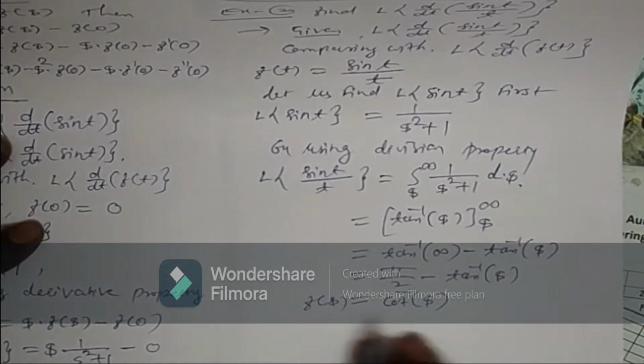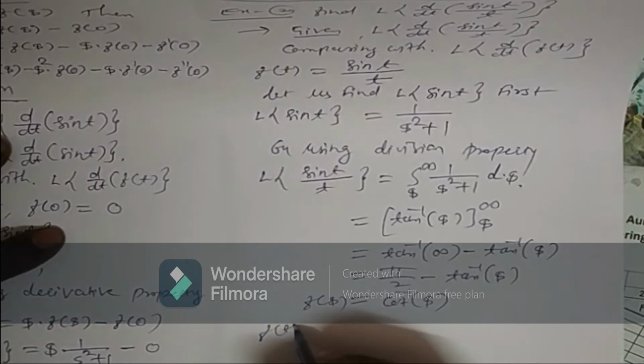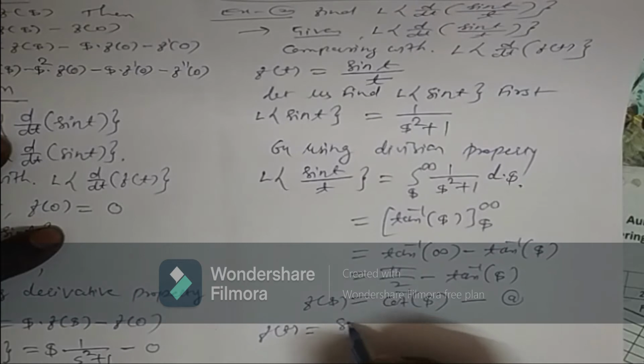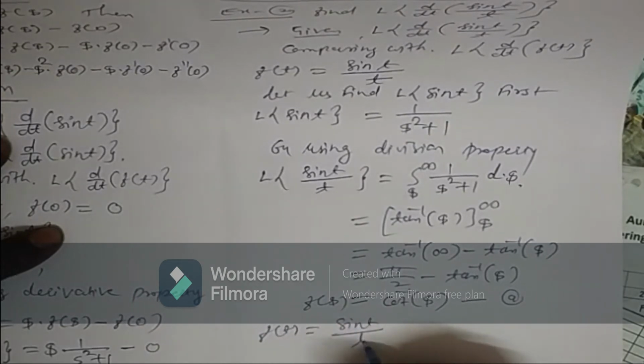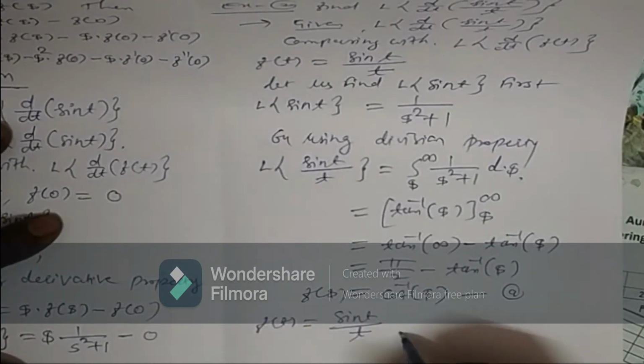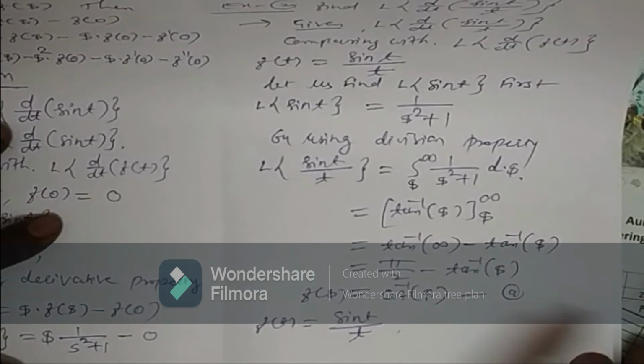Now let us consider this as equation number a. Now f(t) is equal to what? sin t upon t. Here we have to find the value of f(0), isn't it? So how to find this? Let us see.